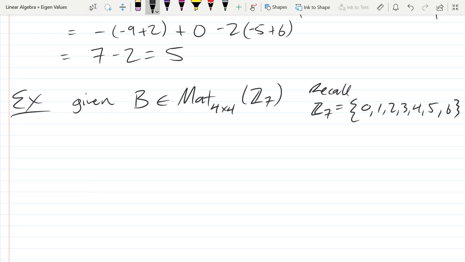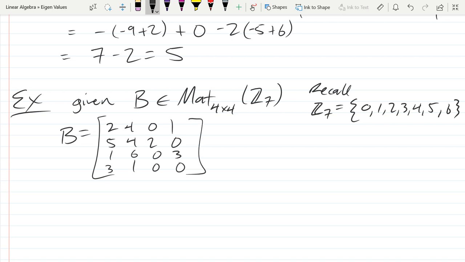All right, we're going to be computing when B is 2, 4, 0, 1, 5, 4, 2, 0, 1, 6, 0, 3, 3, 1, 0, 0. All right, we can pick the row or column. There's actually two choices that are better than all other choices. So if we're going rows, what's the best row to pick? The bottom row. Bottom row, I agree. We can pick any row, but why is the bottom row the best row? Two zeros. Two zeros, so that saves us a lot of work.